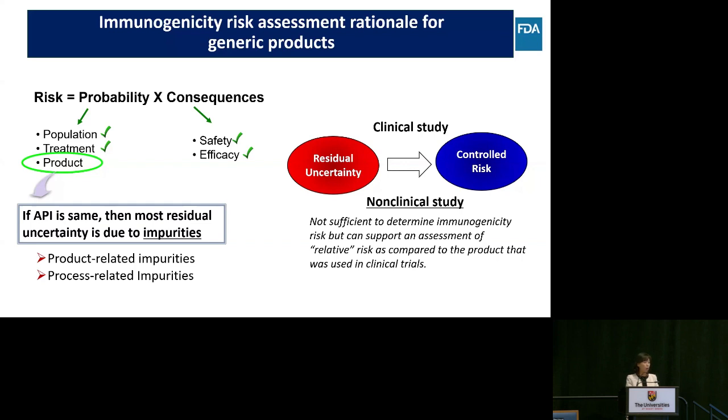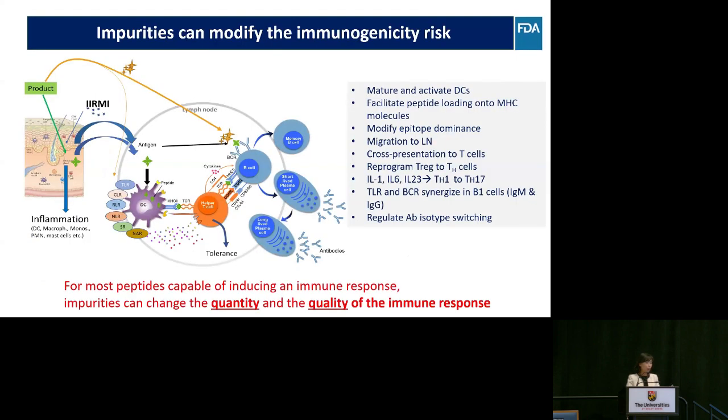So for new drug products, clinical studies can be used to assess immunogenicity risk. However, for generic products, we do not require clinical studies. Instead, there are many non-clinical studies that can assess the immunogenicity risk of generic products. We know it's not sufficient to determine immunogenicity risk. However, it can support assessing the relative risk compared to the RLD.